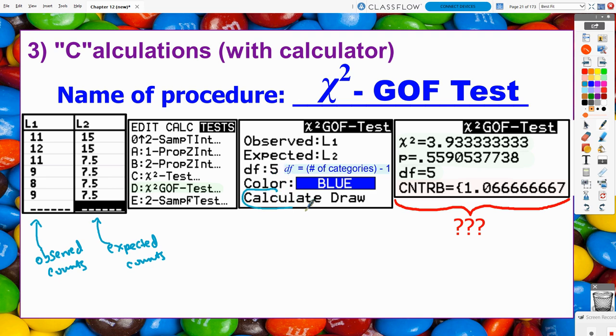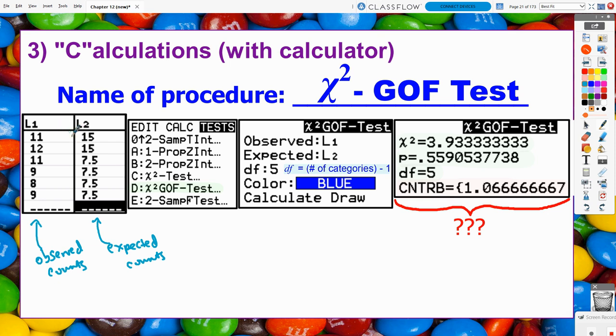Now, when you hit calculate, it's going to run the chi-squared goodness of fit test. Notice there's the same chi-squared test statistic that we got earlier. Here's the same p-value that we got earlier. And it just repeats the degrees of freedom. You do need to write down what the degrees of freedom are. Even though we had to tell the calculator how many degrees of freedom there were, we still need to write it down as part of our work.